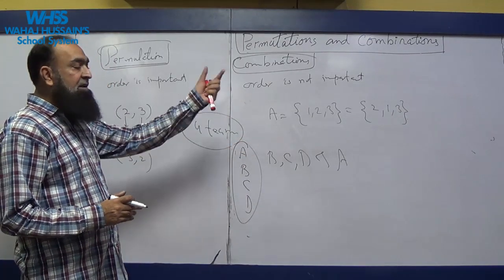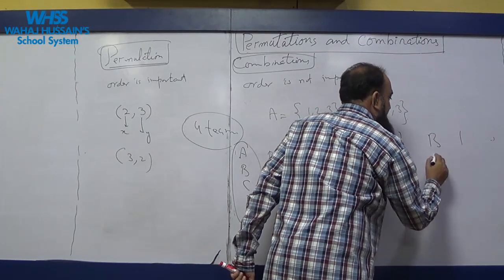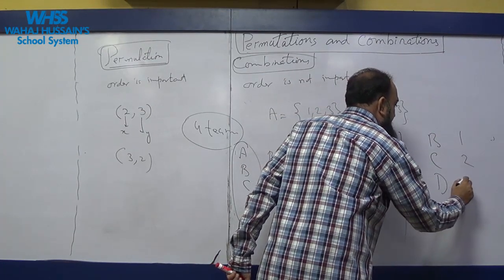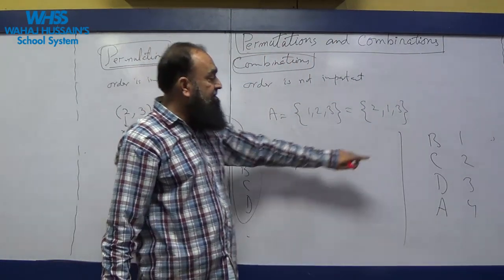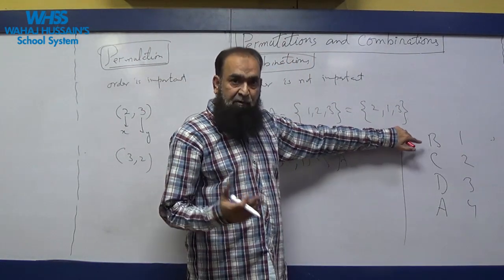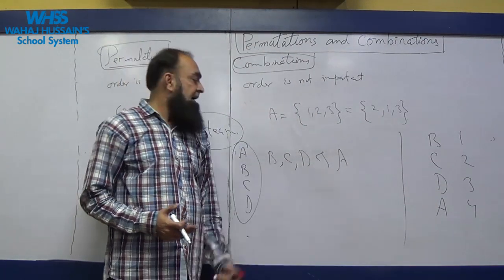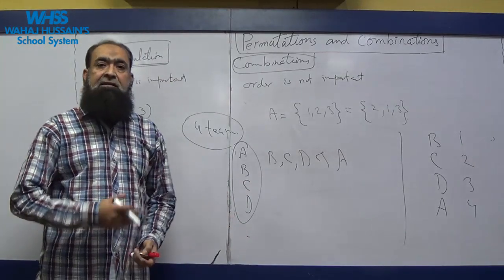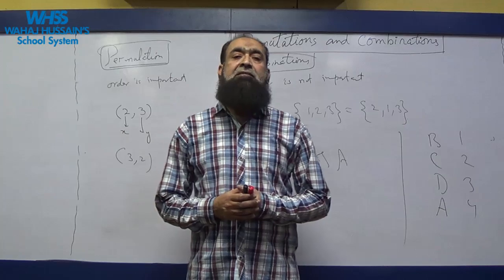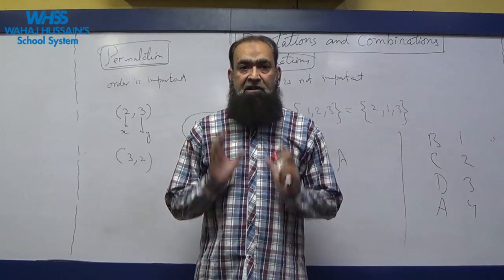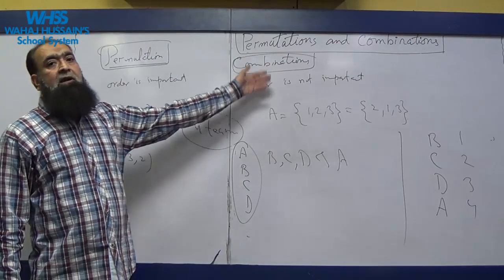But once the tournament is finished, now we have to write down their positions like this, first position, second position in order. Suppose B got first position, C got second position, D got third position and A got fourth position. Now order is important. I have to call first position B, then C, D and A. Here order is important and here order is not important. So in practical cases, in some cases order is important and in some cases order is not important. If order is important, that is called permutation. If order is not important, that is called combination.